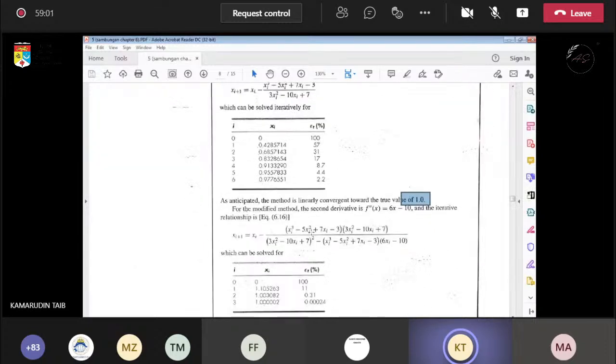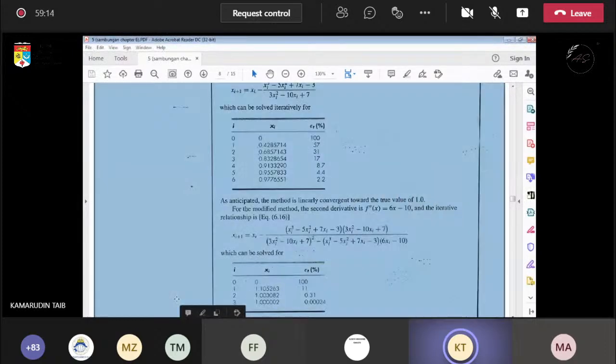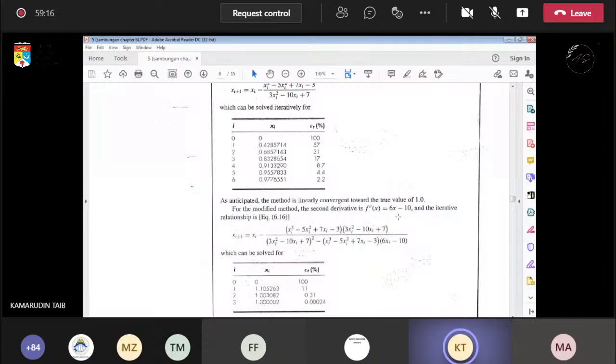For the modified method, we have to take the second derivative of the function. So the second derivative is f double prime equivalent to 6x minus 10.